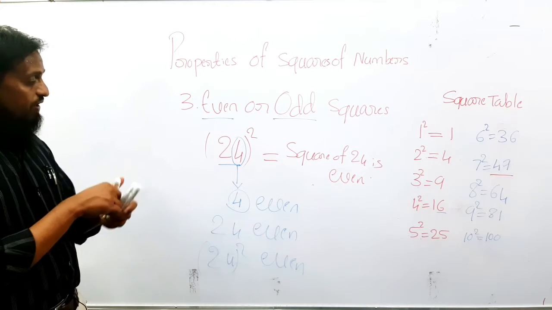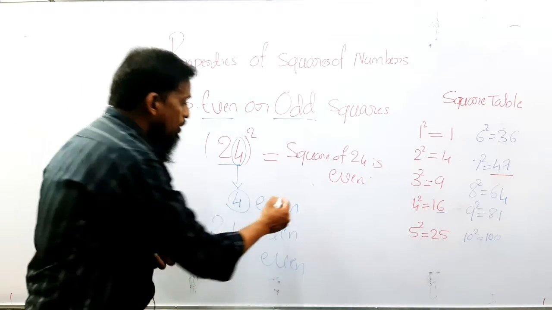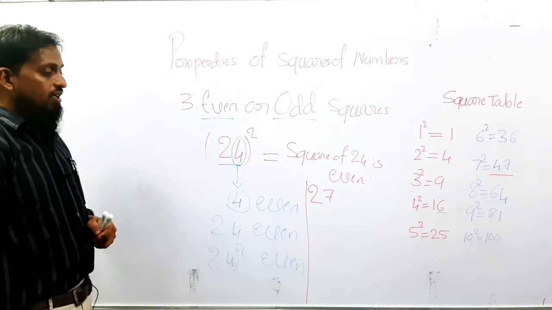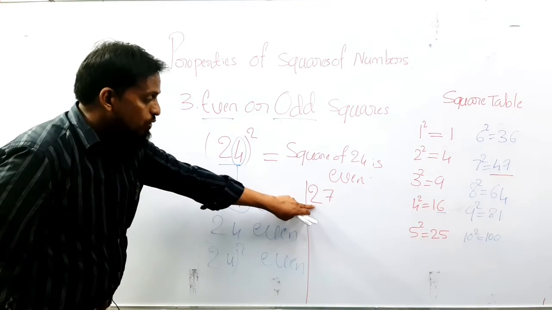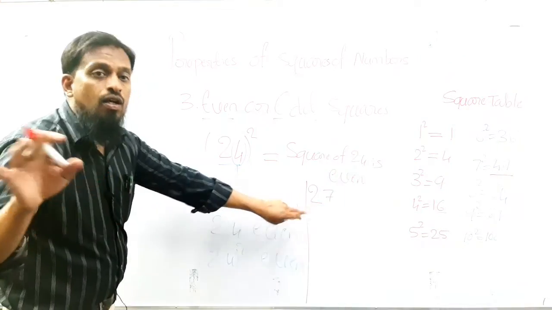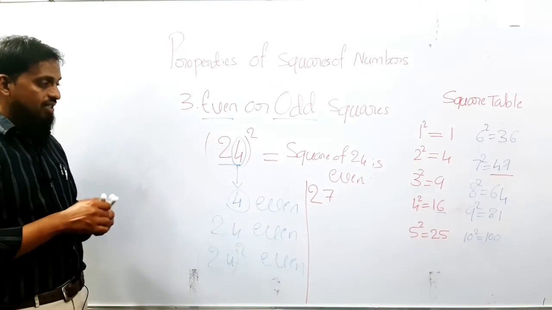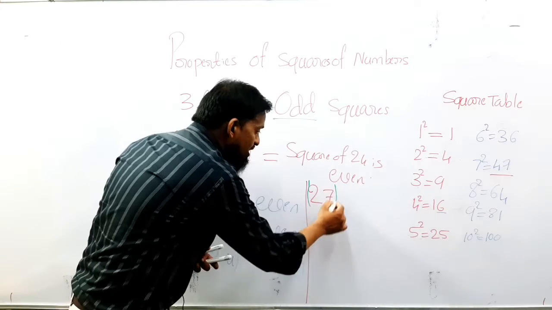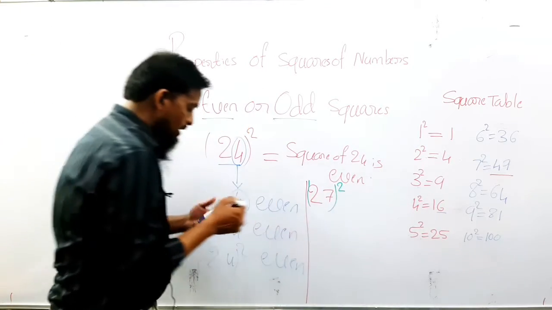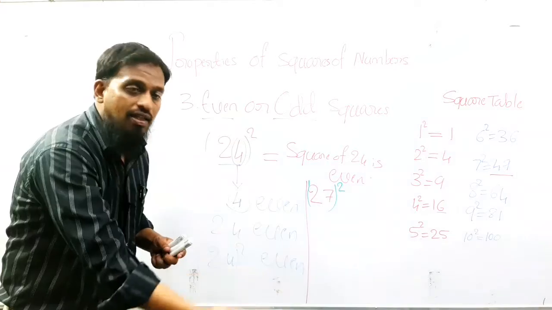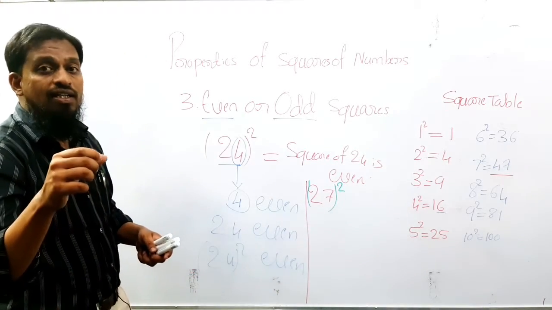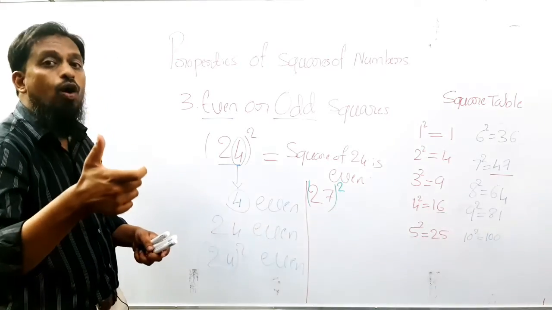Now take a different example. Take the example of 27. The question asked is, what is the square of this number, whether it is even or odd? Again, the same way. What is the number? 27. The square of that number we want. The first method is to calculate the square of 27, then take the unit digit and decide whether it is even or odd.